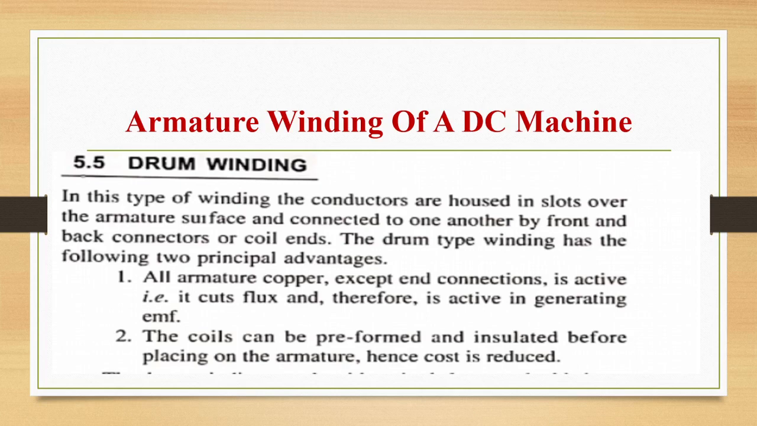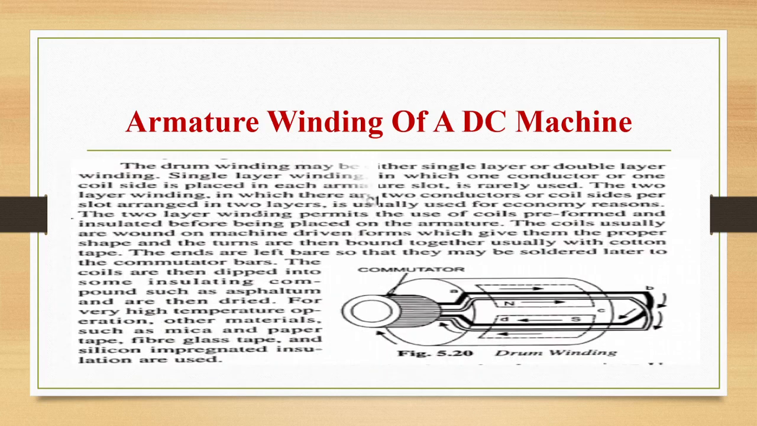Drum type winding has the following two principal advantages. First one, all armature copper except end connections is active, that is, it cuts flux and therefore is active in generating EMF. Second one, coils can be preformed and insulated before placing on the armature, so cost will be reduced. So this is a drum winding.